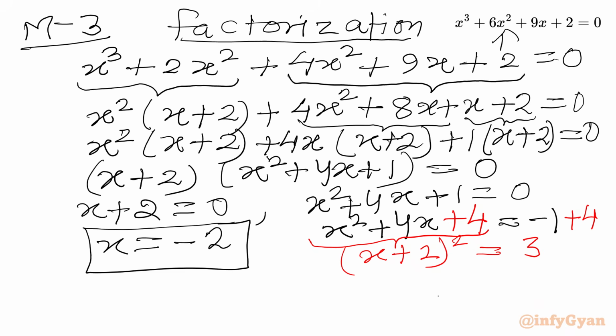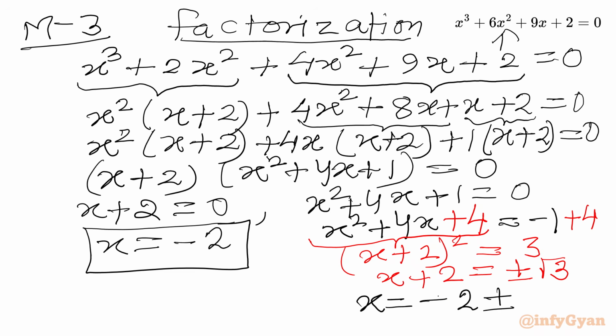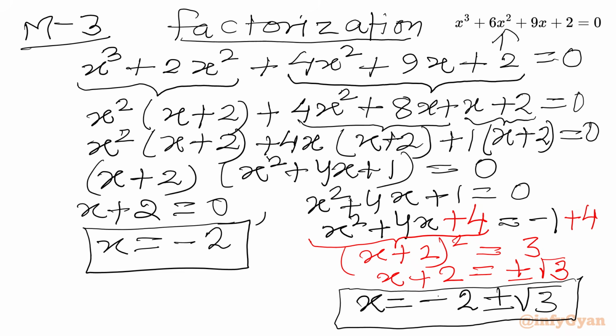We'll take square root both sides and get x plus 2 equal to plus minus square root 3. By subtracting 2 both sides, we are going to get the remaining 2 roots of the equation. X will become minus 2 plus minus square root 3. This was method number 3 using factorization technique.